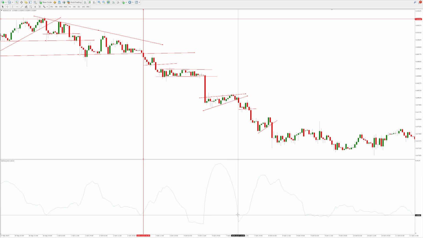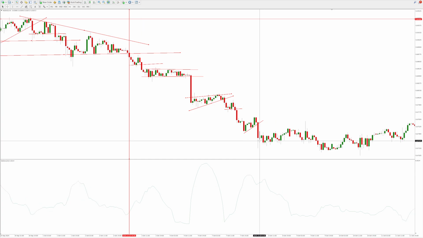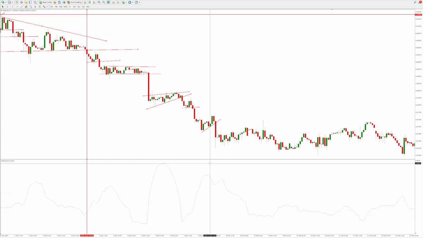Standard deviation falls, it's a pullback. Enter on the breakout when it increases. So as it increases, the market's picking up momentum again. Volatility is high. Enter on the breakout. If you follow indicators blindly, you're going to miss opportunities.